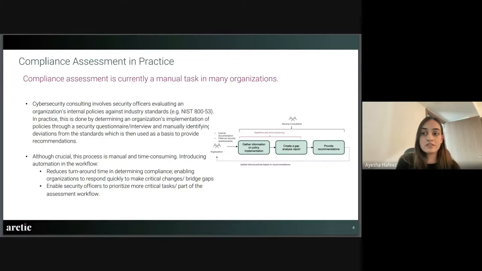Now, these specific steps are very time-consuming and manual, and they're also very repetitive. So this is a good scope for automation. And then once these security consultants have identified these gaps, they use them to provide recommendations to the clients who can then act upon the recommendations and bring about changes internally. Automation here not only reduces the turnaround time, it also helps organizations act faster, and it frees up the time of security officers to prioritize more critical tasks.